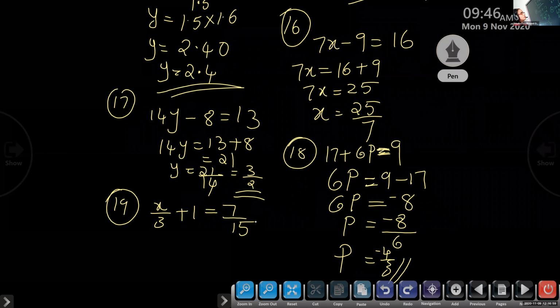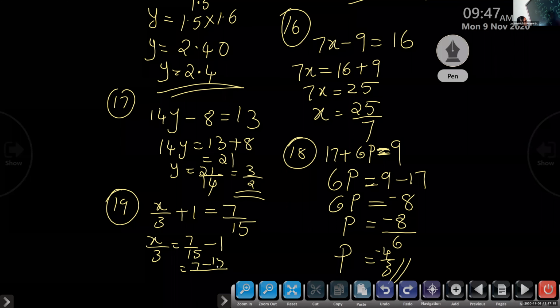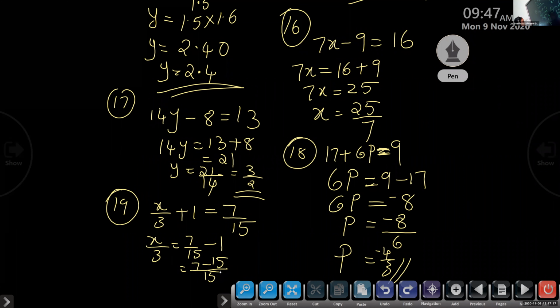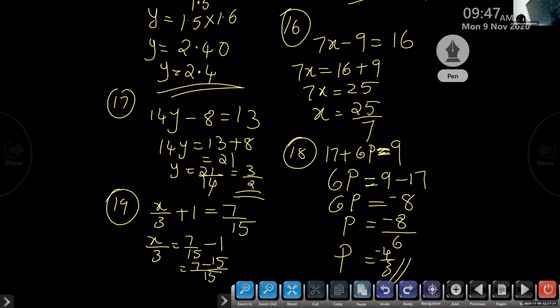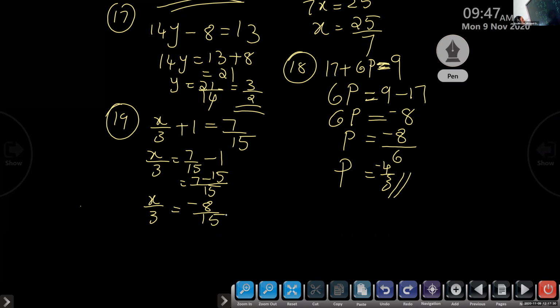So, how will we do this? x by 3 equal to 7 by 15 minus 1. Taking LCM, we will get 7 minus 15 by 15. That is, x by 3 equal to negative 8 by 15.